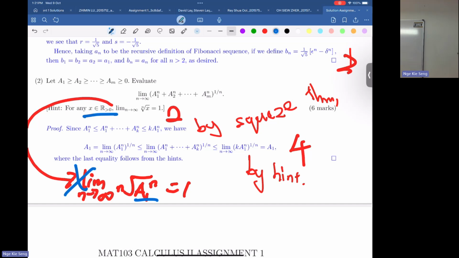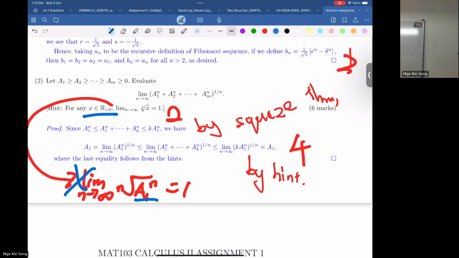I think I adjusted my writing in my solution there. I didn't write this line here. Did you see my solution on Moodle? Instead, I check the limit of the left and the right sequence first, and then straight away use the squeeze theorem, because I don't want you to be confused.